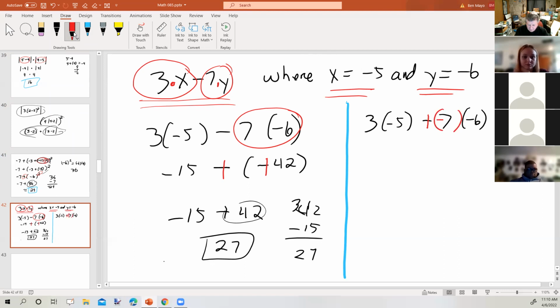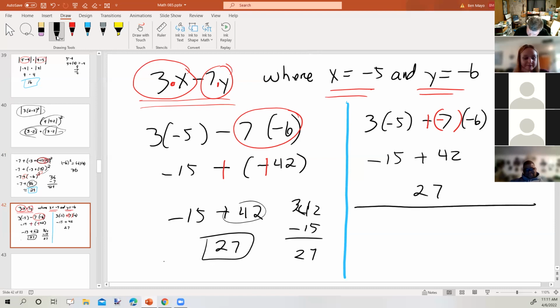Okay. So now I've got 3 times negative 5 is negative 15 plus negative 7 times negative 6 is positive 42. And which would go on to be 27. Did you follow what I did there? I'm getting a lot of this. Let me go even further with it.